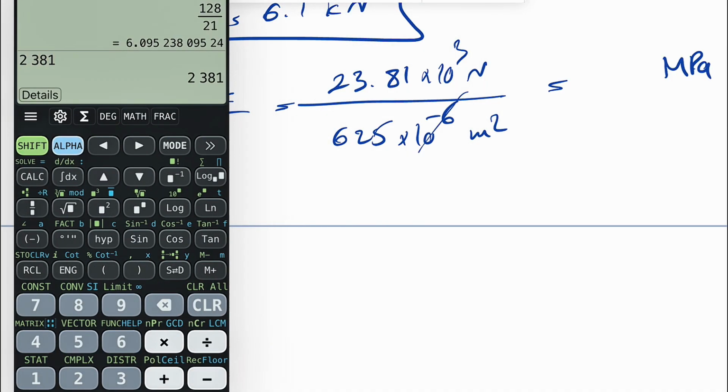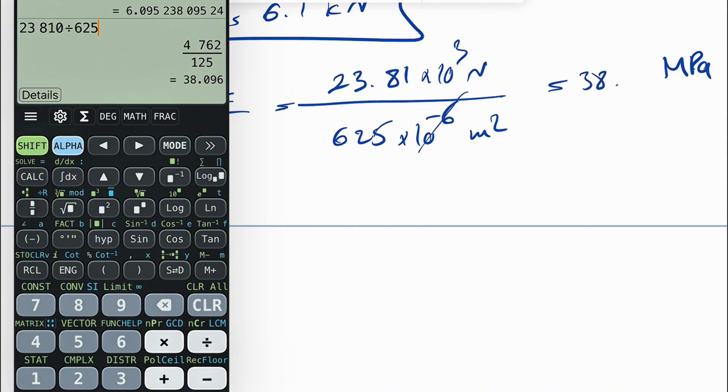2381 divided by 625. That's going to be 38.096.